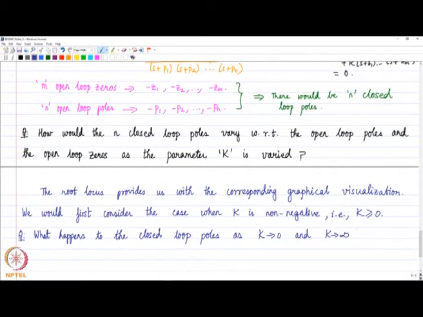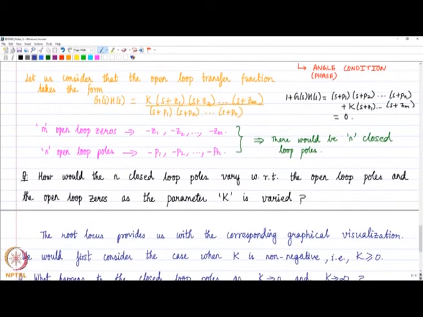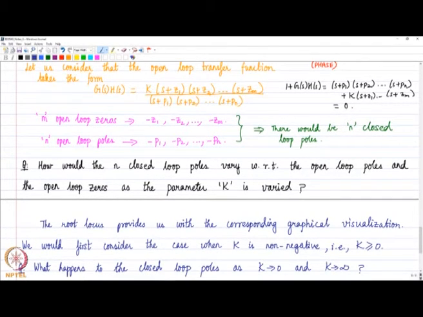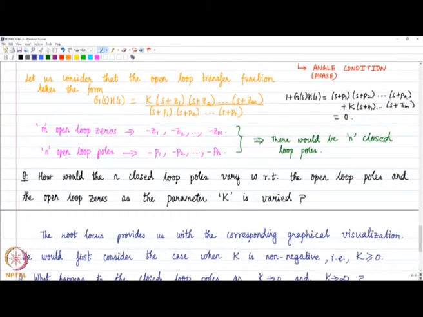The answer is very evident from what we wrote down. Immediately you can figure out what happens as k tends to 0 and k tends to infinity. What do you think will happen as k tends to 0? The closed loop poles will tend to the open loop poles. And what happens as k tends to infinity? Closed loop poles will tend to the m open loop zeros. What will happen to the other n minus m closed loop poles? We will see what happens.